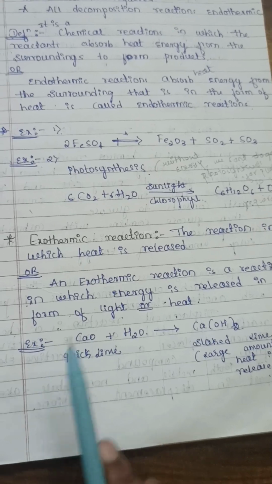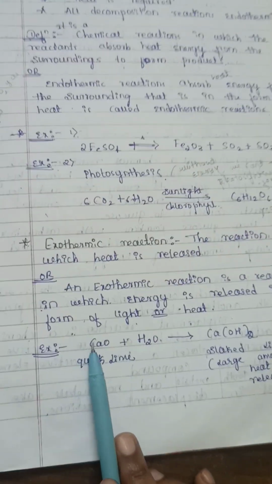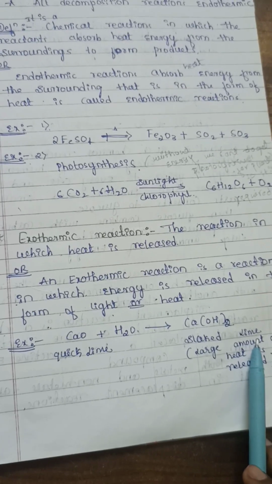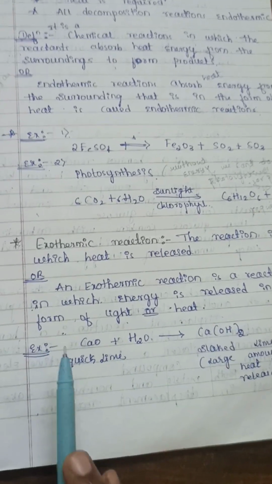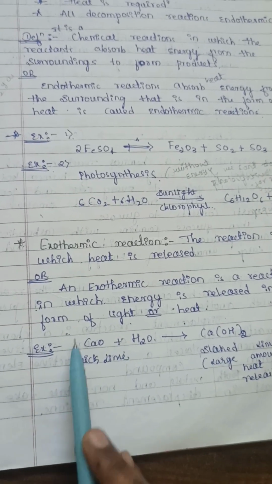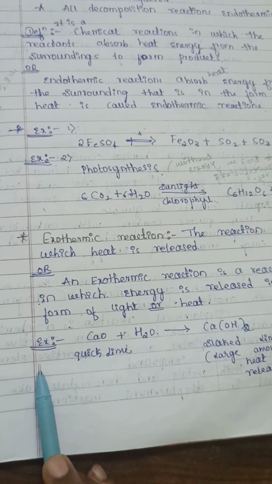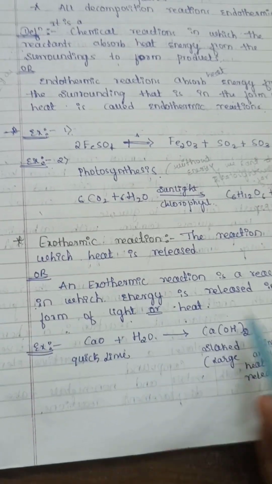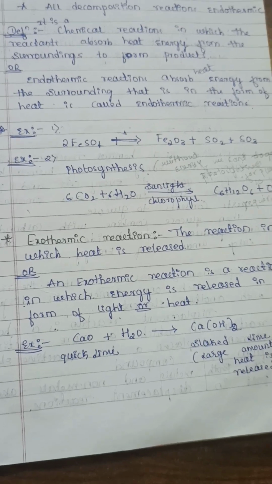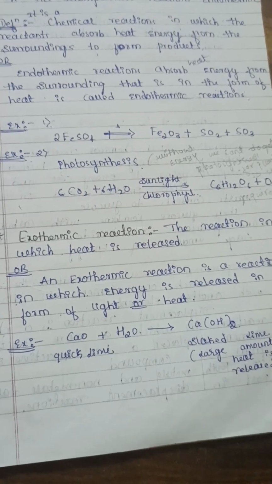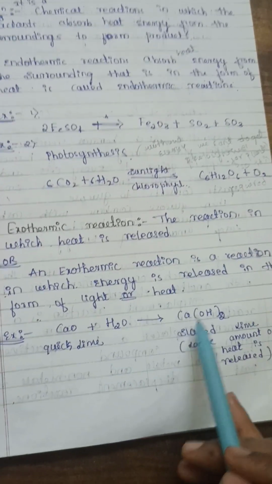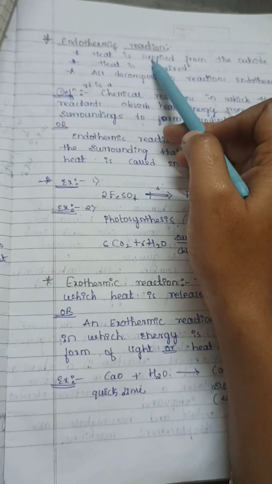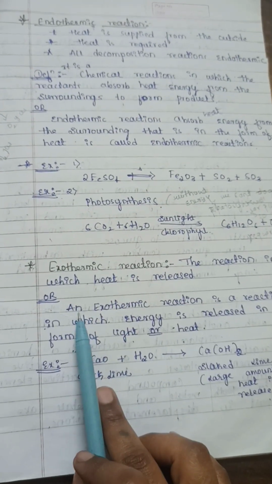So what is the example? Quicklime. Whenever you add water to the quicklime, what will happen? A large amount of heat will be released, and it will form slaked lime. Do you know what quicklime is? Normally we call it sunna. When we add water to that sunna, it will release a large amount of heat, and it will form Ca(OH)2, that is, slaked lime.